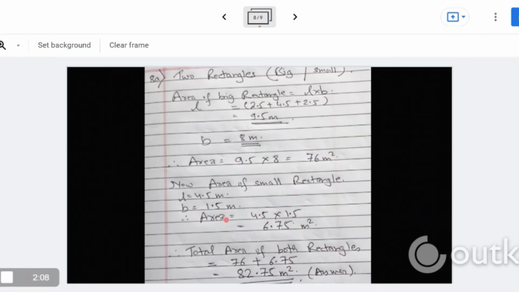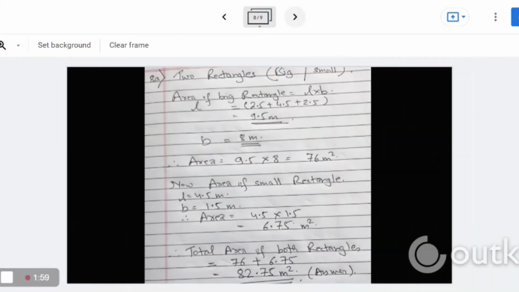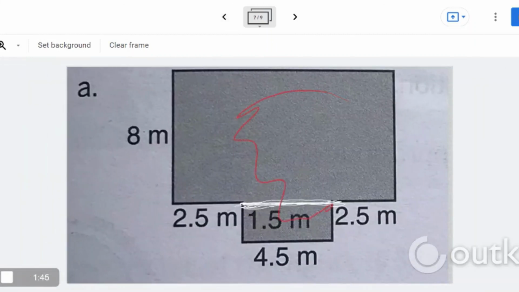Now with this 6.75, you take out the total area. Total area means add the area of the bigger rectangle and the area of the smaller rectangle. The area of the bigger rectangle was 76 and the area of the smaller rectangle was 6.75. If I sum it up, I'll get 82.75 centimeter square as the area of this shaded portion. This is how the entire shaded portion's area is calculated.